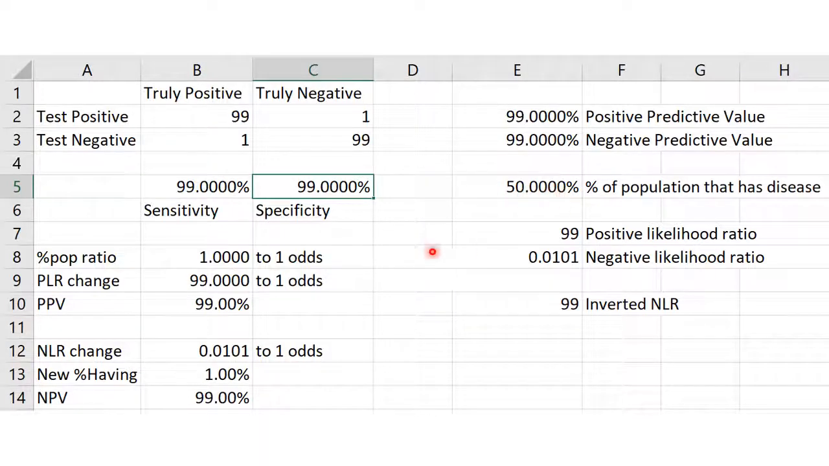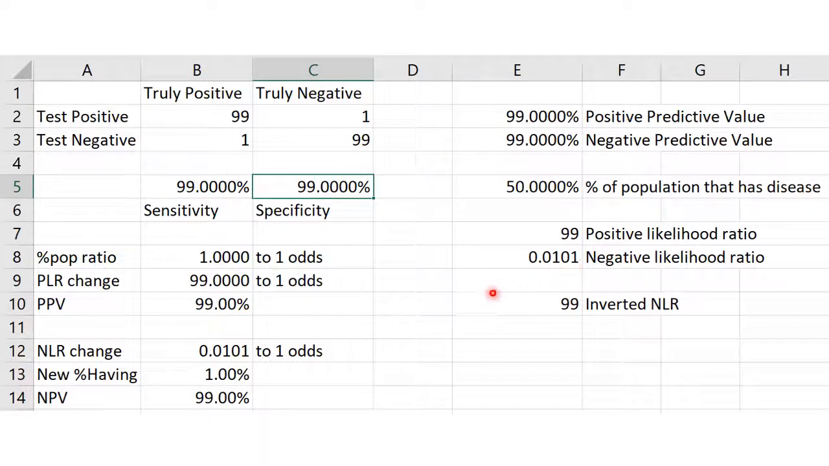If you think of 50% as 1-to-1 odds, right? One chance you'll go one way, one chance you go the other way. Now to get to the positive predictive value, you actually take the odds and multiply them by your positive likelihood ratio. So now we have 99-to-1 odds, but then you have to turn that back into a percent. That's why you don't just take 50% and multiply it by 99. You take 1-to-1 odds, multiply that by 99. Now you have 99-to-1 odds, and when you turn that back into a percentage, you have 99%.